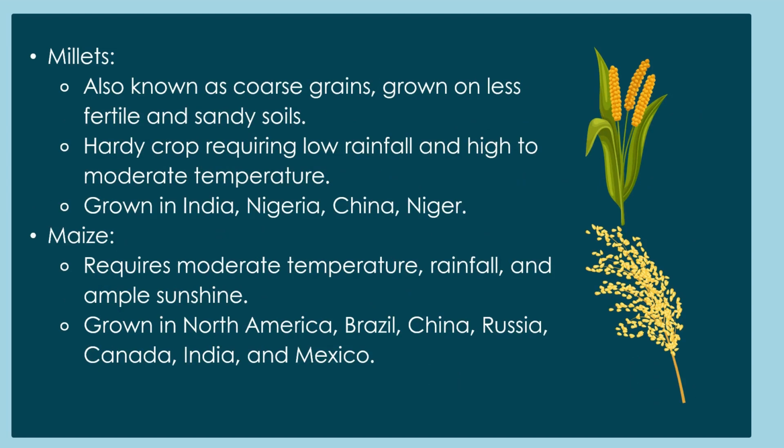Millets. This is also known as coarse grains, grown on less fertile and sandy soils. This is a hardy crop requiring low rainfall and high to moderate temperature. It is grown in countries like India, Nigeria, China and Niger. The next one is maize. It requires moderate temperature, rainfall and ample sunshine. It is grown in North America, Brazil, China, Russia, Canada, India and Mexico.